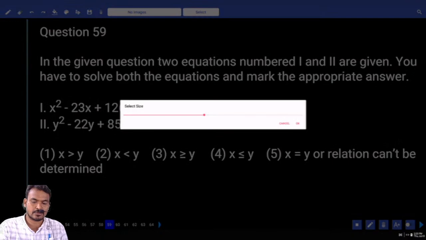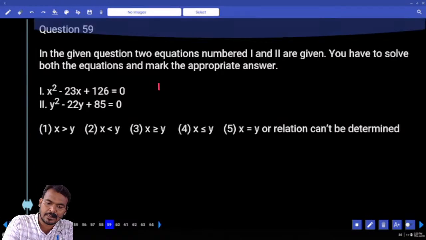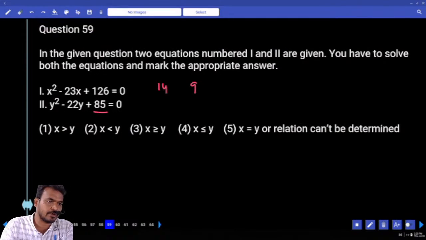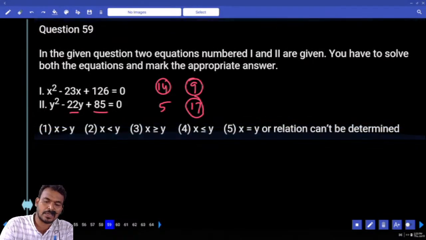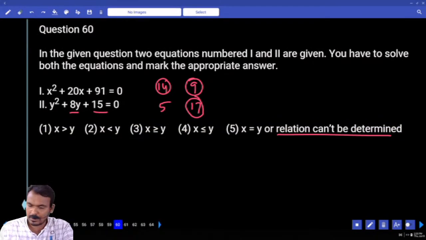X square minus 23x plus 126 equal to 0 means 14 into 9, 126. Then what are the x final roots? Plus 14 plus 9. Next, what is the second one product? 85, but some value 22. One is 5, another one 17. 14 compared to 17 is less than, but 14 compared to 9 is greater. Opposite symbols. What is the answer? No relation. Next question number 60.